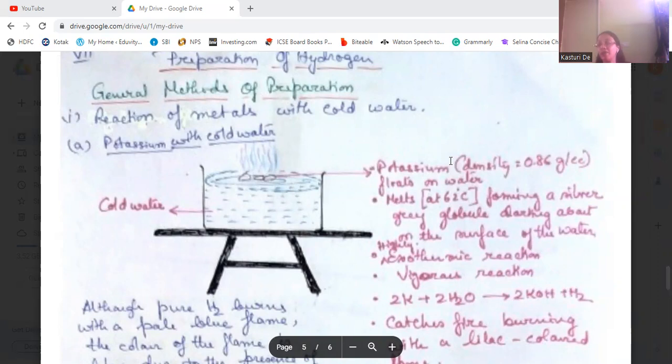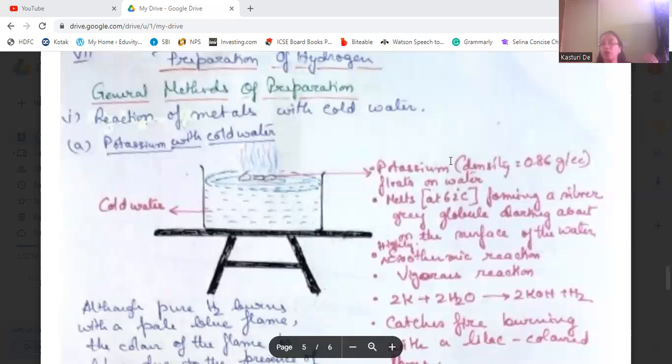It melts at 62 degrees centigrade, forming a silver gray globule which darts about on the surface of the water. It is a ball-like structure which dances about on the surface of the water. This reaction is highly vigorous and highly exothermic, and liberates a lot of heat.